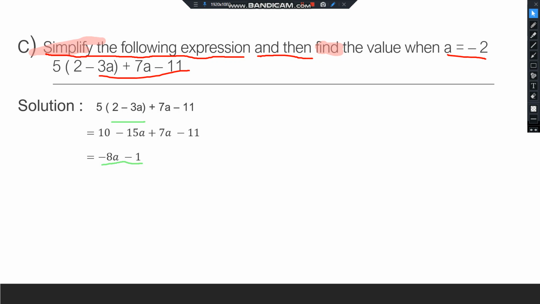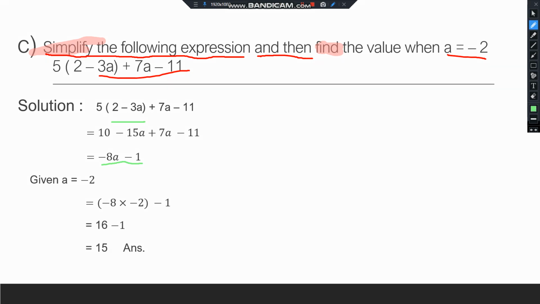So this must be done before you put the value. So till here if you've done, you'll get 2 marks, and now a is given as minus 2. So now we'll put the value of a as minus 2, and hence you'll get the value of the given expression as 16 minus 1, that is 15. So this is the second part.